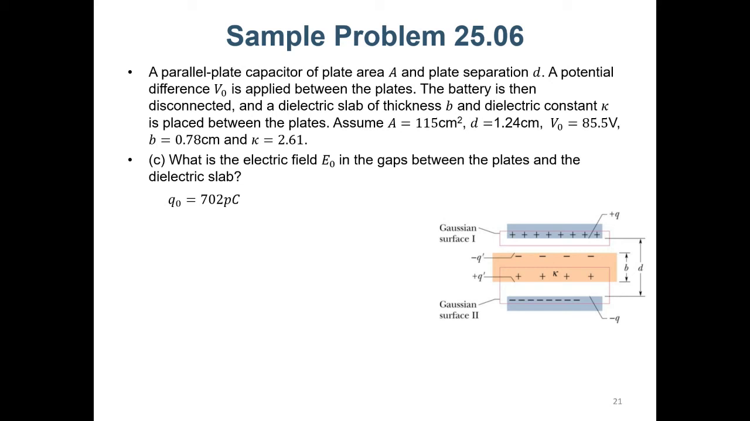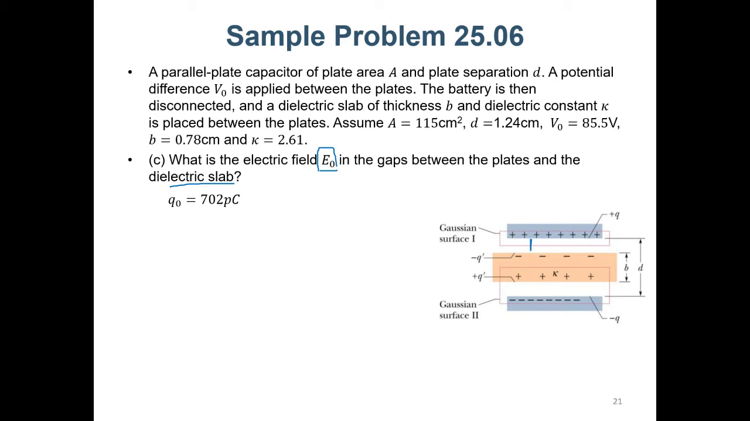So for part C, what is the electric field E0 in the gap between the plate and the dielectric slab? So actually before the dielectric slab is plugged in, it should be an E field. And after you plug in the slab, but outside the dielectric, there should also be the same E0, because the dielectric itself only generates the E field inside it, but it will not generate the E field outside. So it doesn't really change the E0 outside the dielectric.